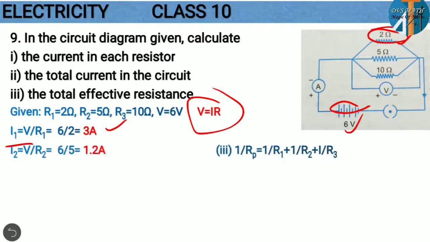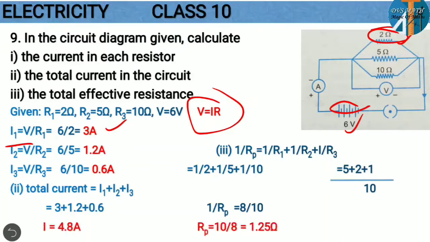In the second, I2 is equal to V by R2, just changing the resistor values. So V by R2, that is 6 by 5. R2 is 5 ohm, and the 6 volt is the same. So 6 by 5 is 1.2 ampere. I3 is V by R3, which is 6 by 10, equal to 0.6 ampere. So now these are all the currents in each resistor: 3 ampere, 1.2 ampere, 0.6 ampere.